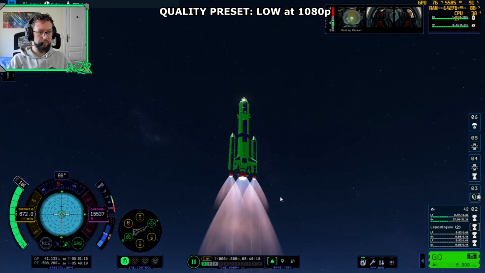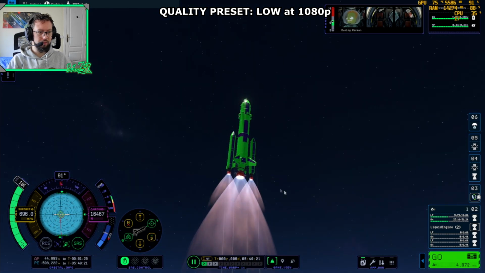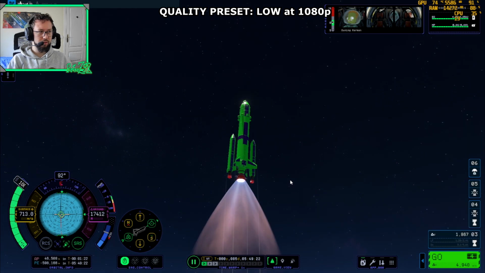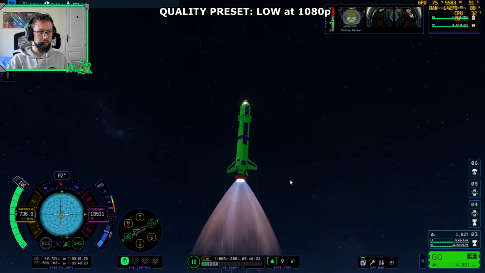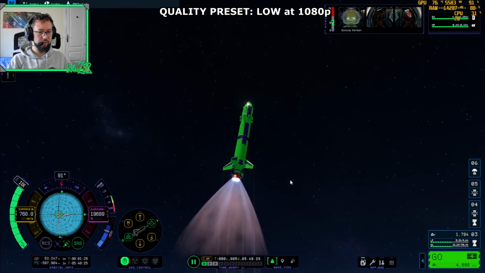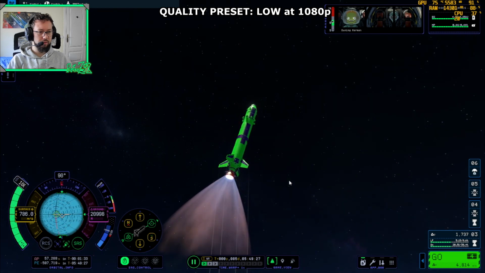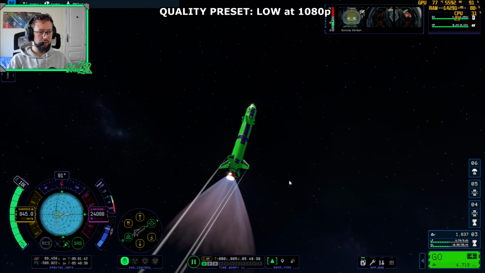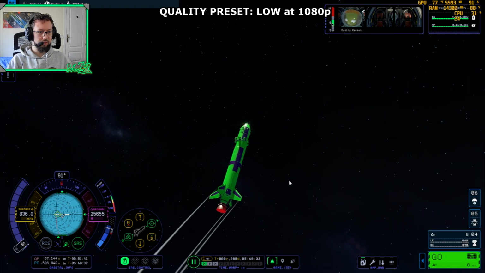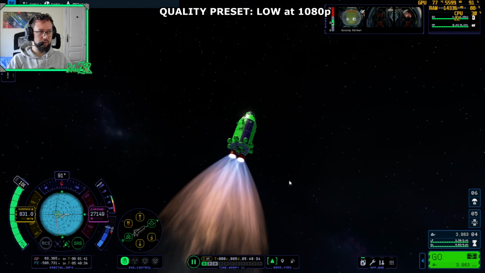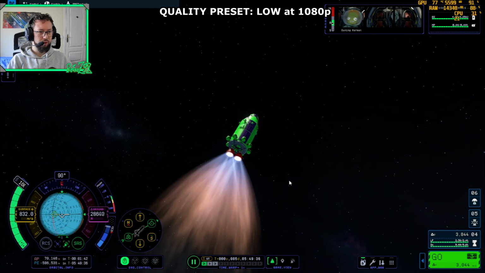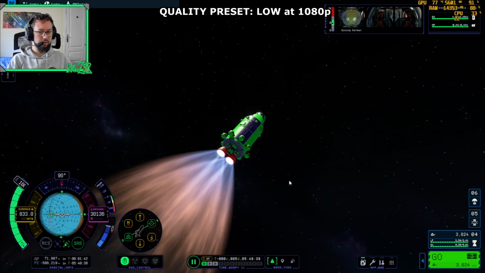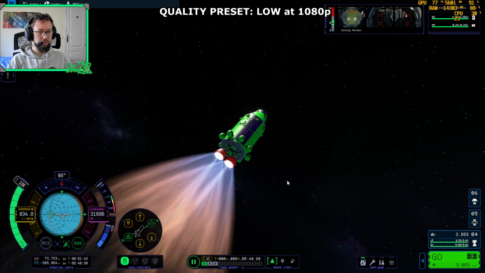Let's see what's gonna happen when we're gonna stop using the fuel ducts here. We also increase a little bit of the FPS. We are at 20 something now. Let's stop this stage and go for the next one. Dropping down to even less parts doesn't really change it that much for now.